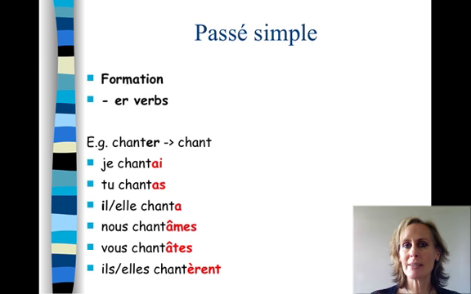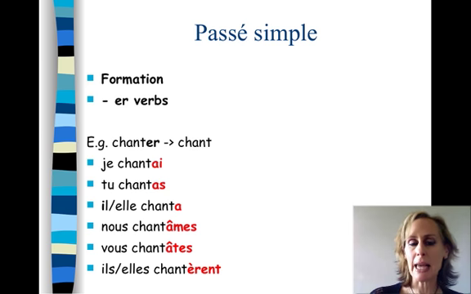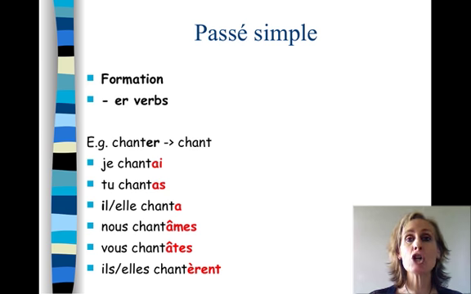So they're quite different looking verbs, especially the nous, vous, and ils, elles. Nous chantâmes, vous chantâtes, ils, elles chantèrent. There is no mistaking what they are. They can really only be the passé simple. Don't get confused, however, with the endings on the je, tu, and il, elle.